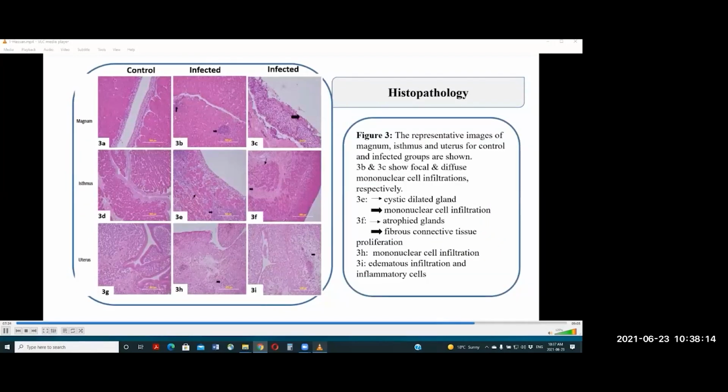The histopathological changes observed at 5 days post-infection were minimal compared to the changes observed at 10 days post-infection. Generally, different parts of the infected oviduct, magnum, isthmus, and uterus showed epithelial sloughing, and areas of focal and diffuse mononuclear cell infiltration were also evident, as shown here in the infected magnum. Atrophied glands with fibrous connective tissue proliferation were also evident, as shown here in the infected isthmus. The infected uterus had areas of edema and inflammatory cell infiltration.